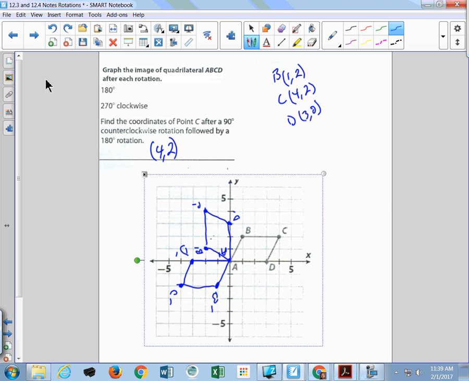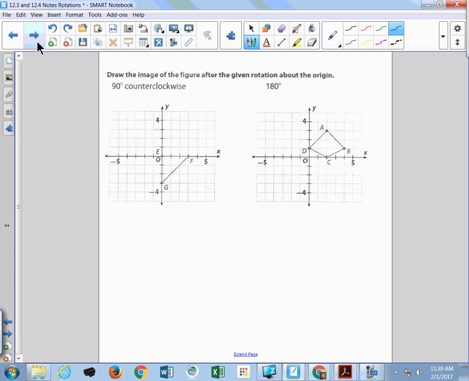All right, let's do a couple more. Draw the image of the figure after the given rotation about the origin. We're going to do it 90 degrees counterclockwise. So first I need to use my points. E is 0, 0, F is 3, 0, and G is 0, negative 3.